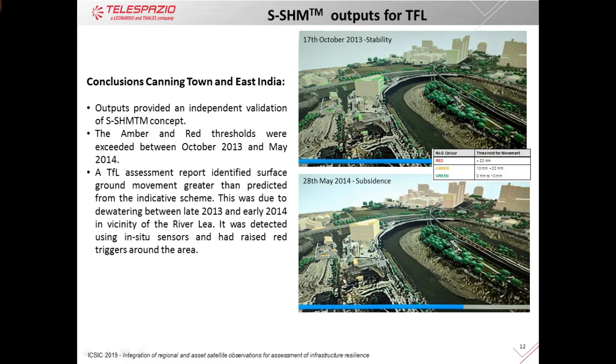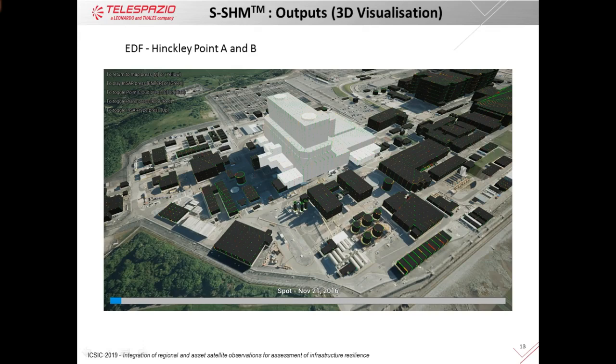So the conclusions with TfL were that outputs provided an independent validation for this tool, this SSHM concept. The amber and red thresholds were exceeded between October 2013 and 2014. And also TfL identified some measurements with in-situ instrumentation that were in agreement with what was measured by the system. We did the same for EDF in Hinkley Point A and B, and also C, although C is in construction, but it was very interesting to look at the change detection. It's a different technology. I'm not going to get into details today, but it allowed us as well to perform this type of approach in critical infrastructures like a nuclear power station.